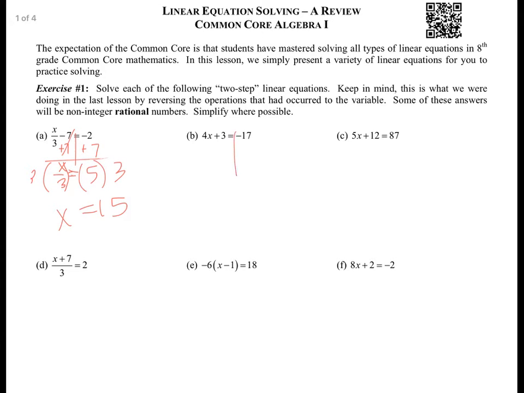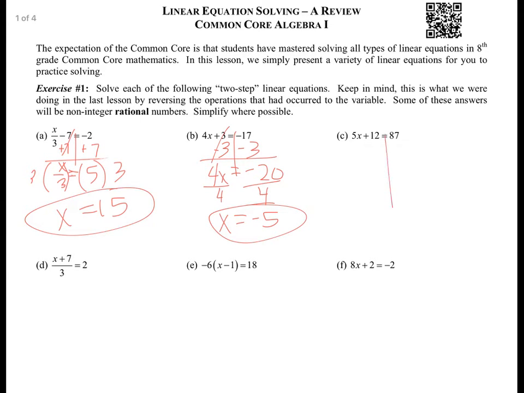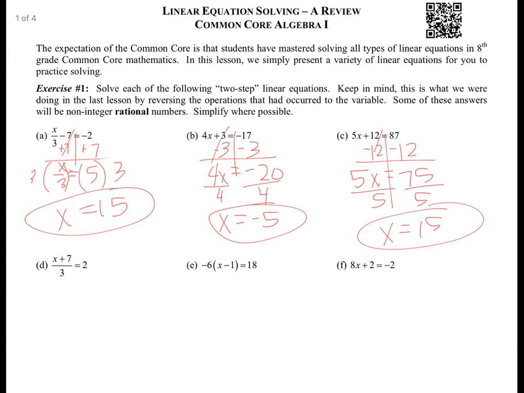Letter B, we're going to subtract 3 from both sides. So 4x equals negative 20, because negative 17 and negative 3 makes negative 20. Divide each side by 4, and x equals negative 5. Letter C, we're going to subtract 12 from each side. 5x now equals 75. Divide each side by 5, and x equals 15. Please keep in mind that you can pause at any time and practice these on your own if you'd like.